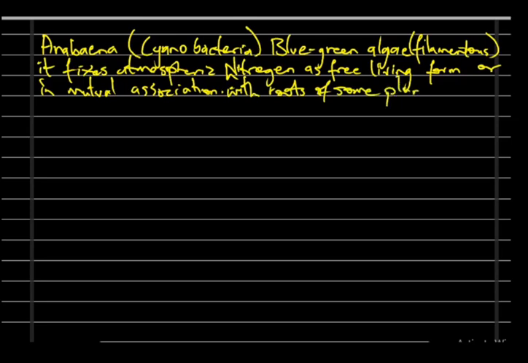Of some plants. Now, there are so many other examples of nitrogen fixing bacteria that we can find reacting in the soil. Other examples, we have the nostoc. We also have the oscillatoria.